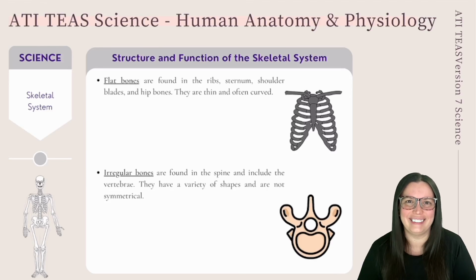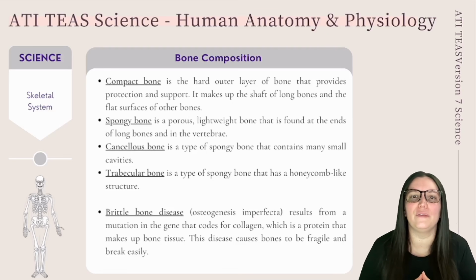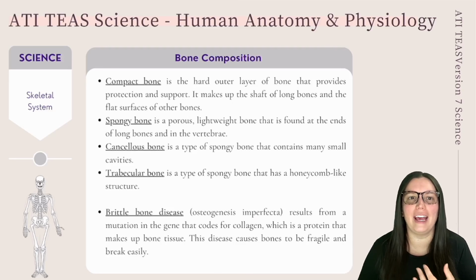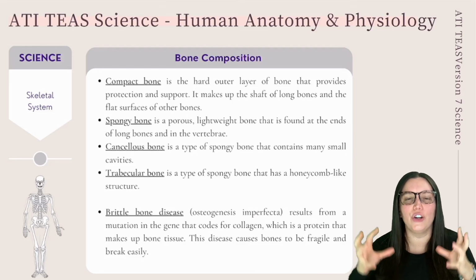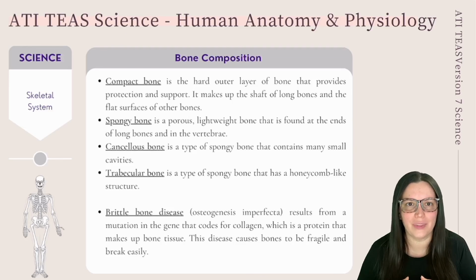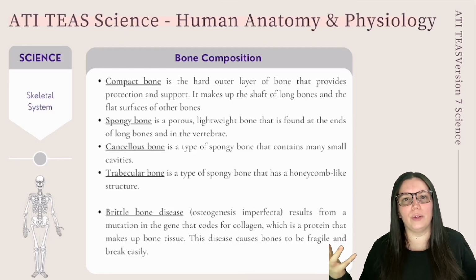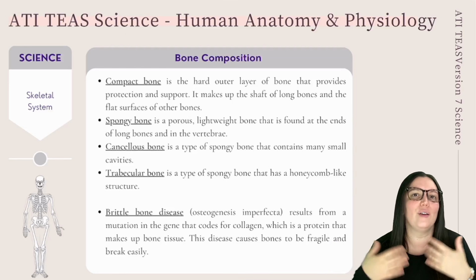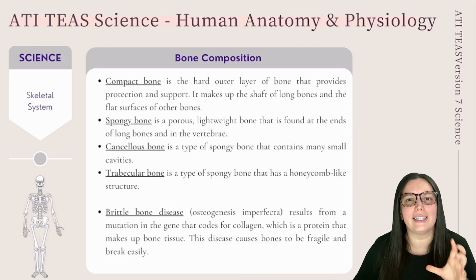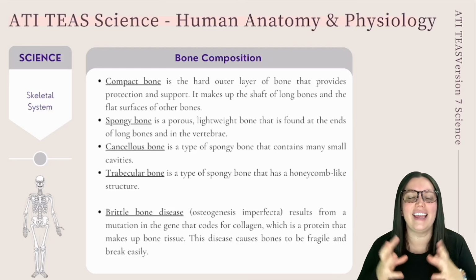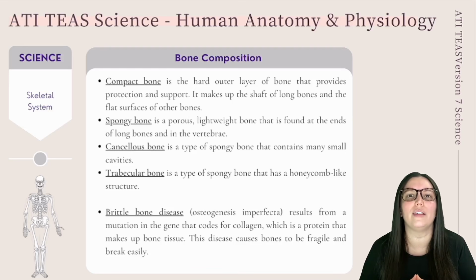Bones are made of several different types of tissues, including compact, spongy, cancellous, as well as trabecular. So with compact bone, this is the hard outer layer of bone that provides protection and support. It makes up the shaft of long bones and the flat surfaces of other bones. Spongy bone is very porous. It's lightweight bone. It's found at the ends of long bones as well as vertebrae.